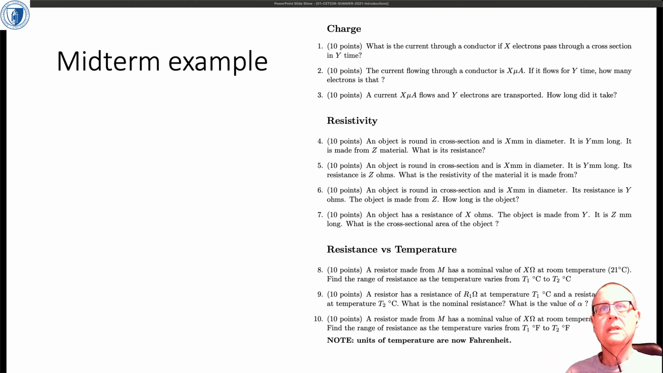This is an example of the sorts of questions you might see on the midterm. What I usually do is for each topic, in this case there are 3 topics on here: charge, resistivity, and then resistance versus temperature. I usually give 3 or 4 questions about each topic, and then while we're on the call, I ask you to answer 1 question per topic. So you don't have to answer all of them. It helps if you can, but I will ask you only 1 question.